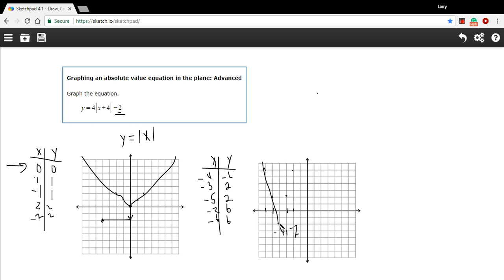All right, so what you can see if we sketch in our lines now is we've still got that basic V shape. It's just that our vertex has been translated down and to the left, and the whole shape has been squished. You get a steeper V here. So that is a little bit of work with graphing an absolute value equation.